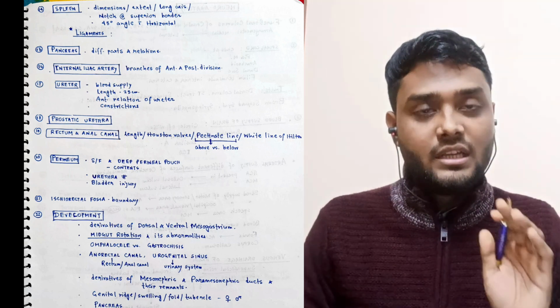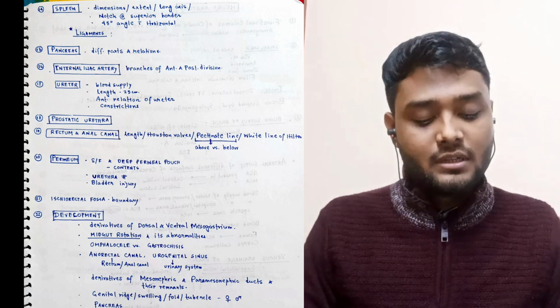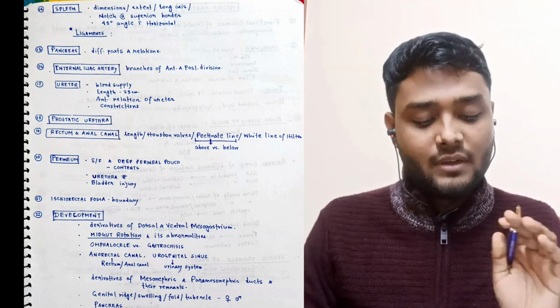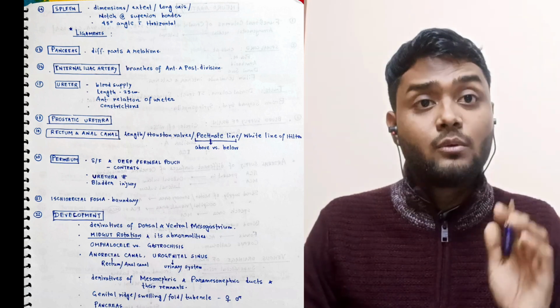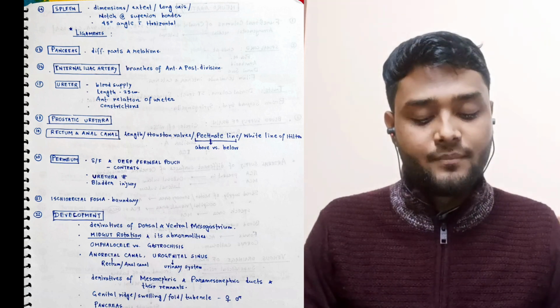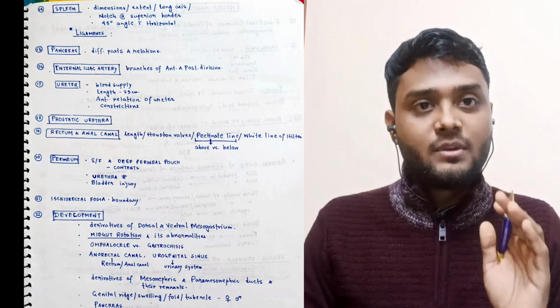Then pancreas, what are the different parts and their relation, internal iliac artery, its branches, anterior and posterior division. In ureter, read about the blood supply of the ureter, the length of the ureter 25 centimeter, anterior relation of the ureter, and what are the constrictions of the ureter. Then prostatic urethra, very much important.